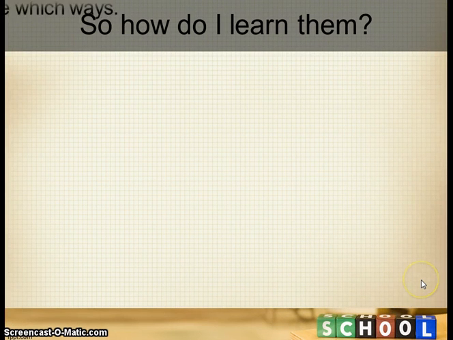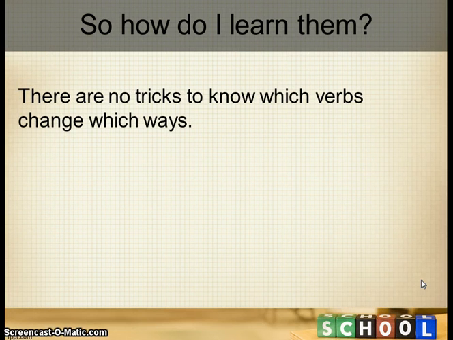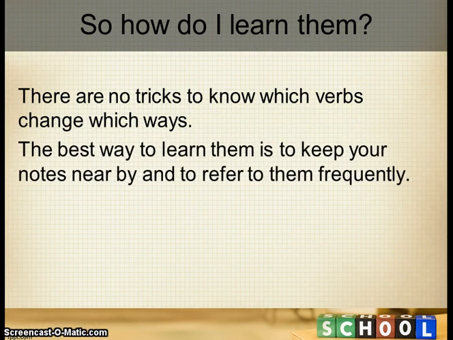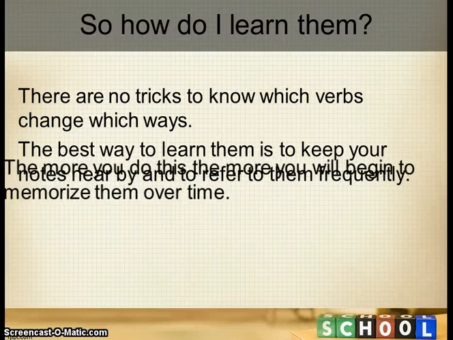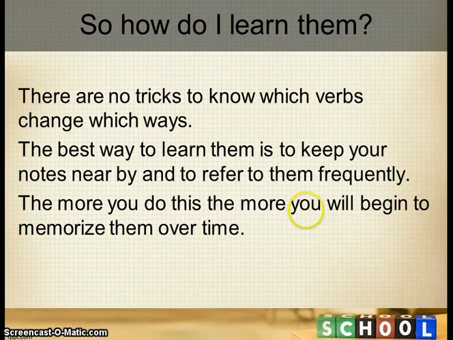So how do I learn them? There are no tricks to know which verbs change which ways. So the best way to learn them is to keep your notes nearby and to refer to them frequently. You want to keep looking at those, especially if you have a doubt or you're unsure. The more you do this, the more you'll begin to memorize them over time. It just takes lots of repetition and frequently going over those verbs, and you'll eventually not have to look at your notes so much, and you'll be able to memorize them and know which ones stem change and which ones don't.